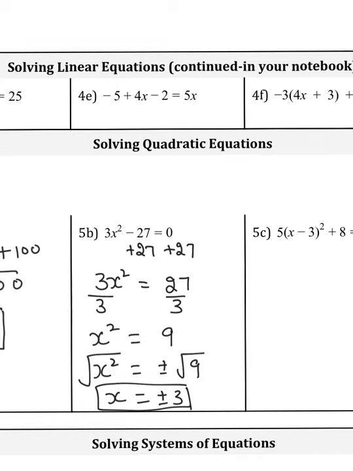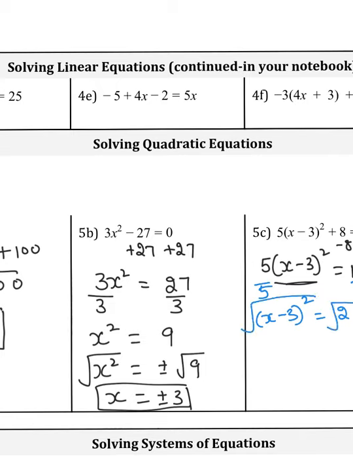Now let's look at 5c. For 5c, you're going to isolate the squared term. So subtract 8 on both sides. You're going to get 108 minus 8, which would be 100. Now let's divide by 5 on both sides, and you're going to get x minus 3 squared equals 20. And then you take a square root on both sides and add plus or minus. x minus 3 will be equal to plus or minus square root of 20.